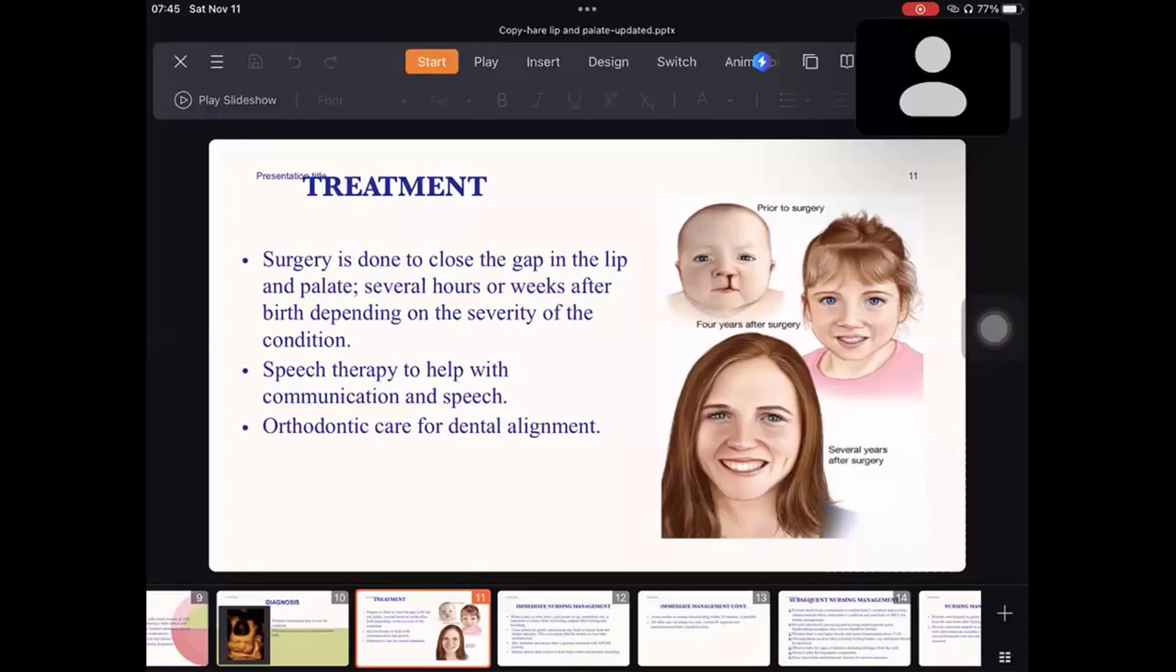Okay, so just as she has said, if it's only the lip, then some weeks, some months after the baby is born, surgery can be done. But if it involves the palate, some children even go up to 5 years. Some they do it stage by stage. So from some weeks to 2 years.